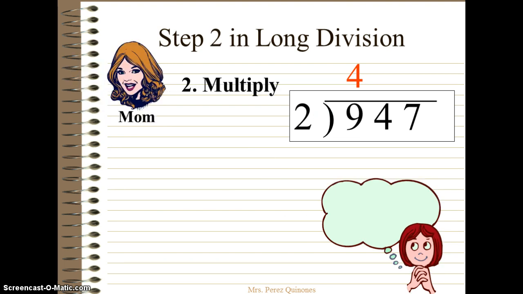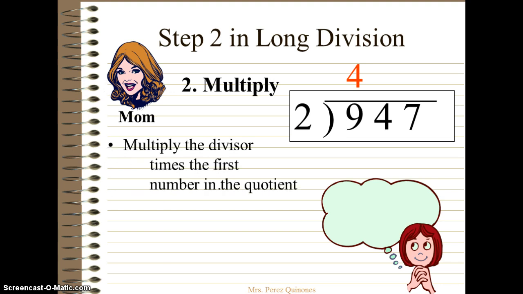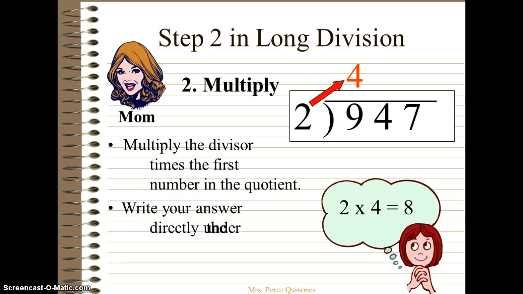We move on to Mom, and Mom says, multiply! Multiply the divisor times the first number in the quotient. 2 times 4 equals 8. Write your answer directly under the 9, or the number you just divided into.